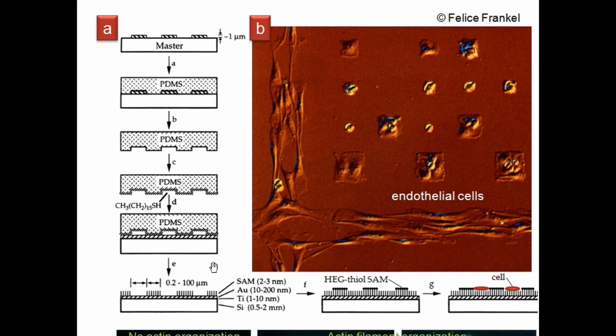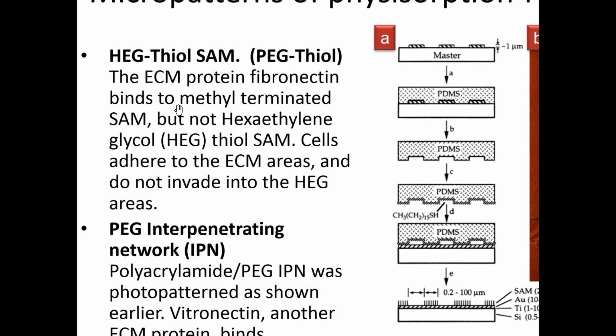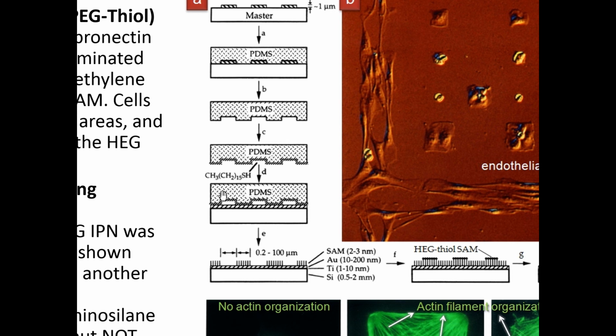In some regions, you pattern the self-assembled monolayer that's methyl terminated. Okay, so you're stamping the methyl terminated self-assembled monolayer. You can see the formula here, CH3. All right. This is the region that will ultimately attach the cells.